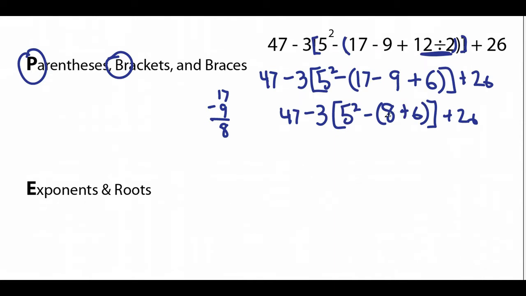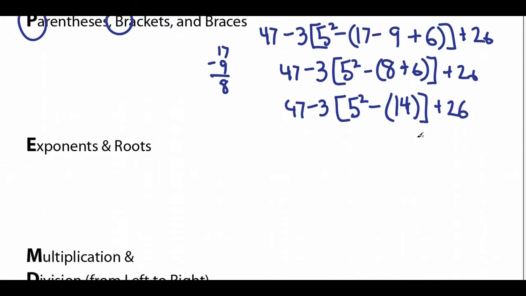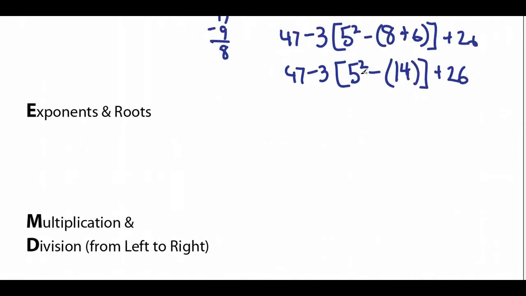Now we are still in our parentheses. 8 plus 6 is 14. We'll keep it in parentheses still, even though we're done with it in there. 5 squared, 3 minus, and we have 47. Don't forget this plus 26 over here on this side. Now we're inside our brackets, and now we have to do exponents. So 5 squared is 25 minus 14. Keep your brackets, drop everything else down, and again, don't forget that 26 over there.